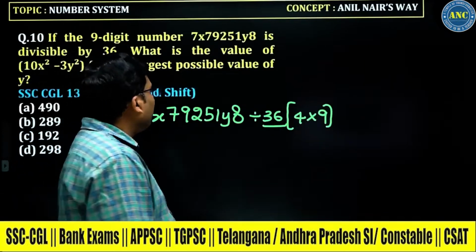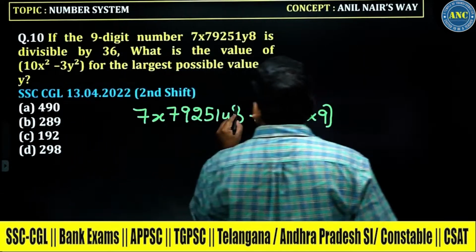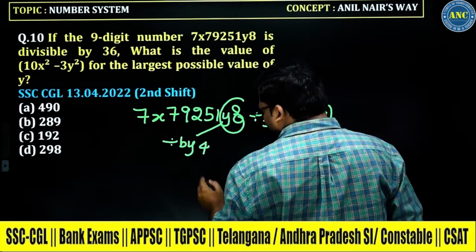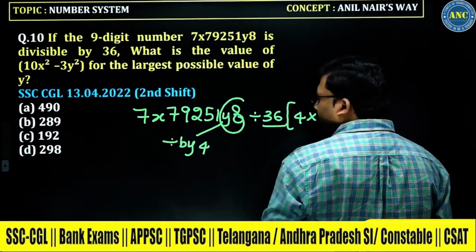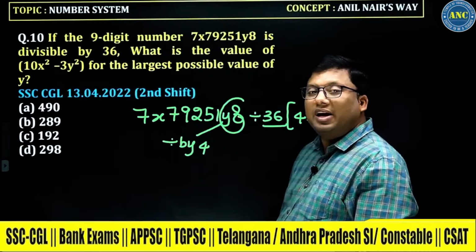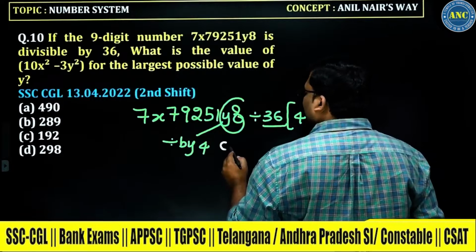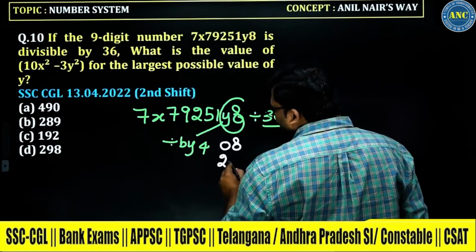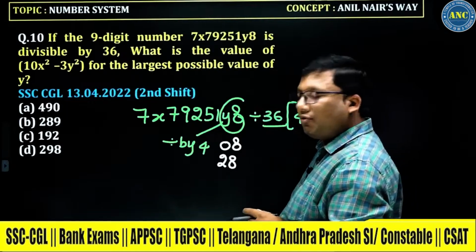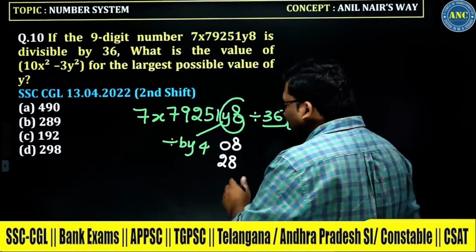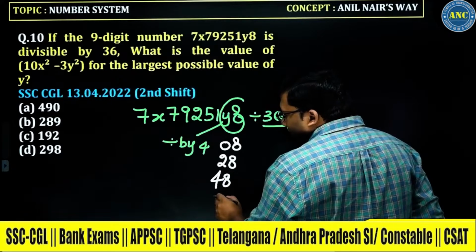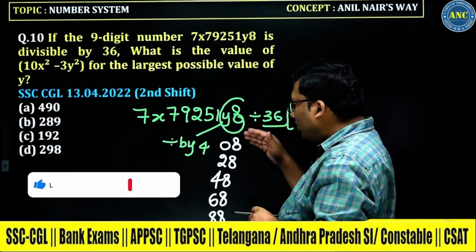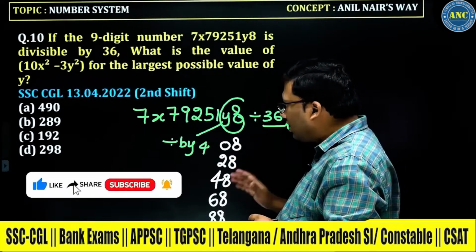Now if you see here, what is the divisibility rule of 4? Last 2 digits should be divisible by 4. So y can be an even digit or an odd digit. 0, 8, yes, it is divisible. 1, 8, 18, it is not divisible. 2, 8, 28, it is divisible by 4. Next 48, all the even digits only we will get. Y8 will become 08, 28, 48, 68, 88.